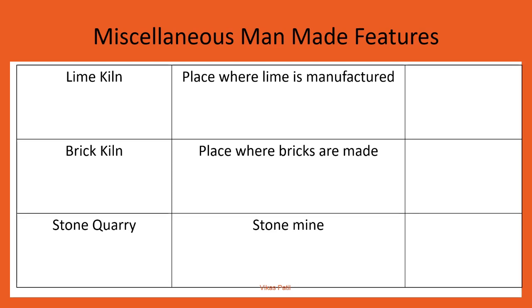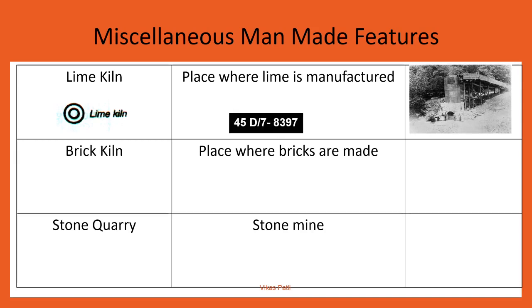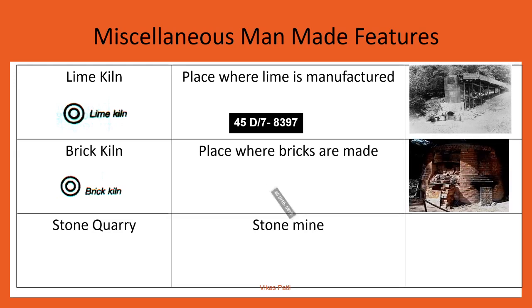Then comes lime kiln. Lime kiln is a place where lime is manufactured. Of course, it indicates that people are engaged in construction, trade. The symbol of lime kiln is two concentric circles along with lime kiln written. You can see an example of it in 45D/7 in the grid 8397. Brick kiln has the same symbol along with the words brick kiln. Here bricks are made. You can see an example of the same in 45D/10 in the grid square 0813.